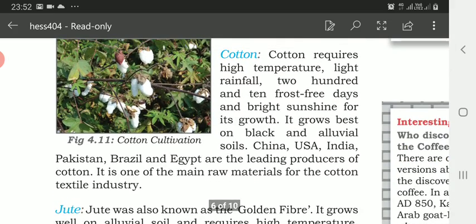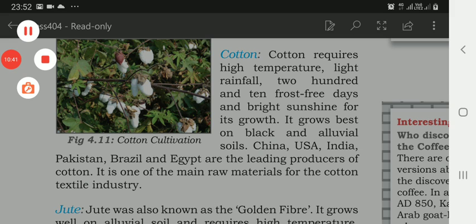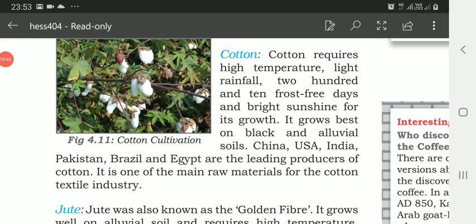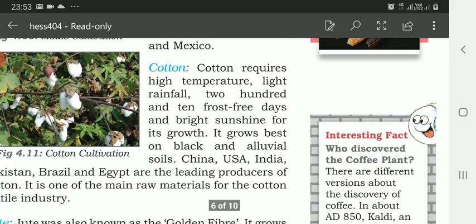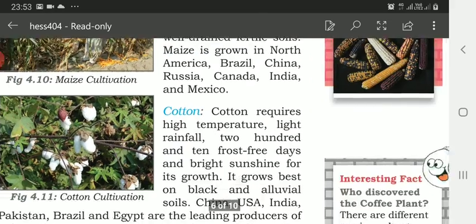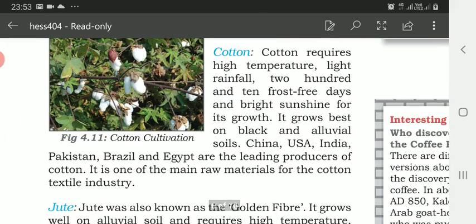The next crop is a very important crop, that is cotton. Cotton is very important. Why is cotton important? Because cotton is a fiber crop, and with the help of the fiber of this cotton, the clothes we are wearing right now are made. So let's try to understand cotton.